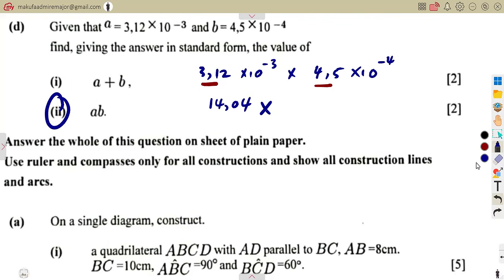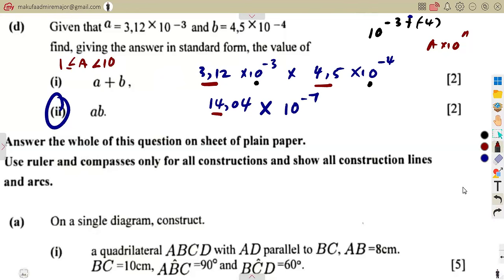You're multiplying the bases which are the same. The base of 10, the base of 10. You add exponents, -3 plus -4. That is -3 minus 4, which is -7. This is not in standard form because that is 14, above 10. It's bigger than what we're supposed to have within the interval. Remember I said if you write A times 10 to the exponent of n, A is supposed to be greater than or equal to 1, but less than 10. This number is out of the interval.